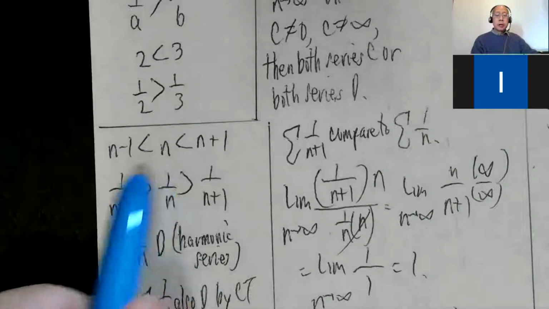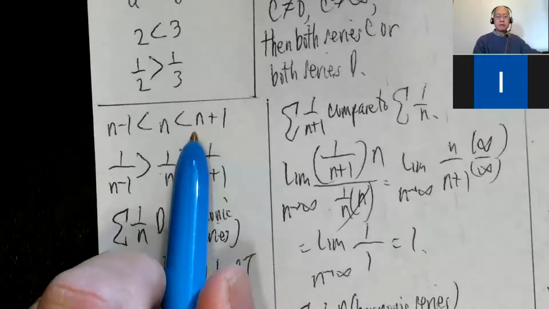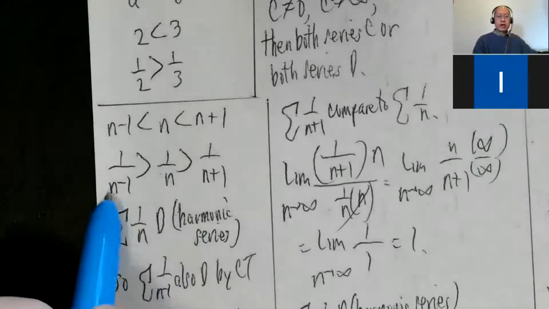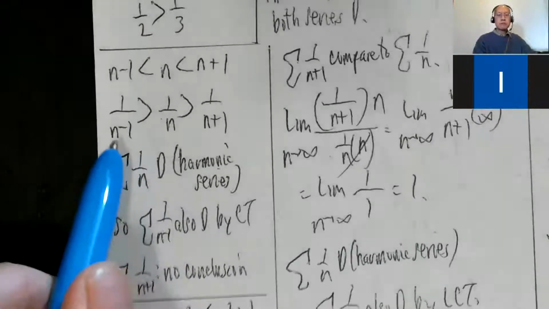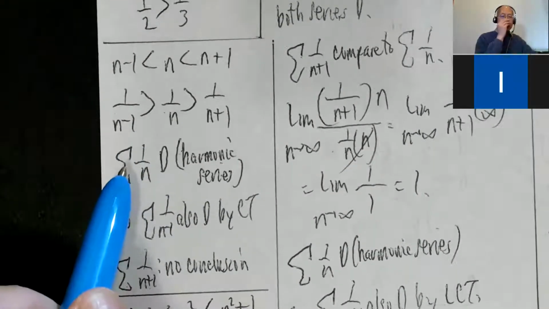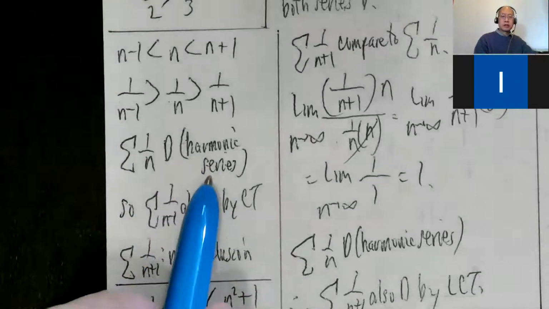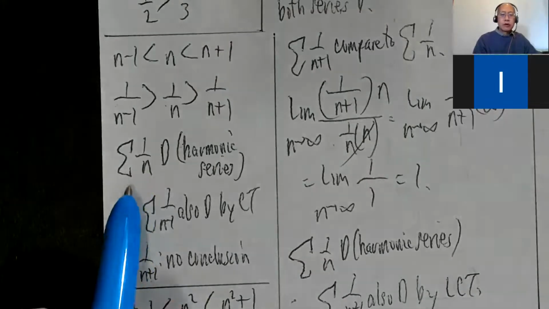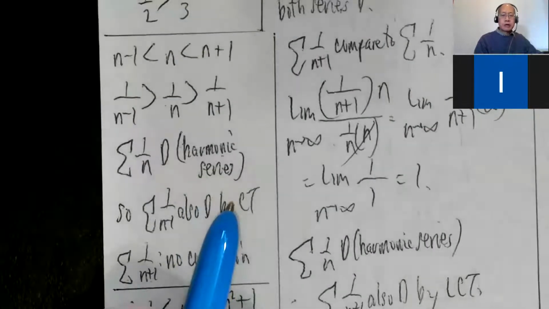All right, so let me show you this. n minus 1 is less than n, which is less than n plus 1. We know that, right? For any n. Therefore, by the reciprocal rule, it goes the other way: 1/(n minus 1) is greater than 1/n, which is greater than 1/(n plus 1). Now what do I know about summation of 1/n? Well, that series diverges because it's the harmonic series. Therefore, by the comparison test, any series which is term by term bigger than that will also diverge. So summation of 1/(n minus 1) also diverges by the comparison test.